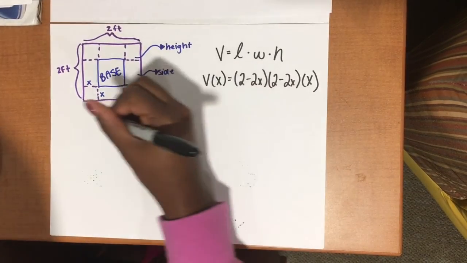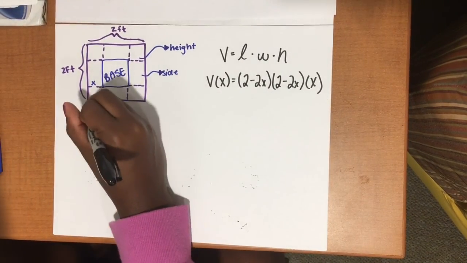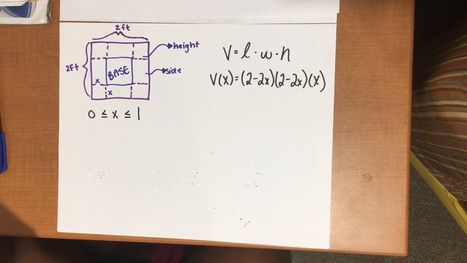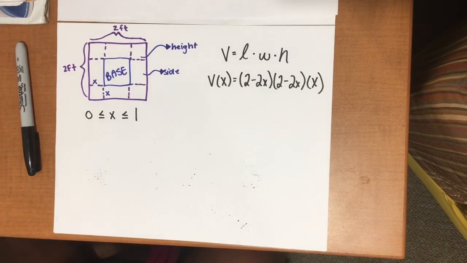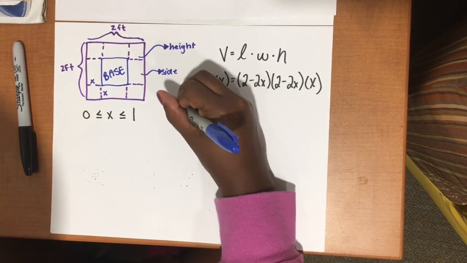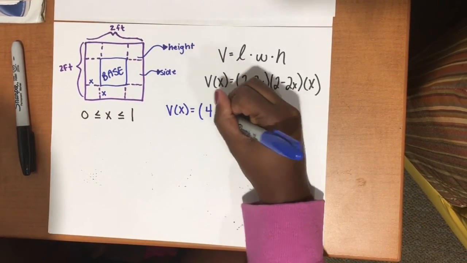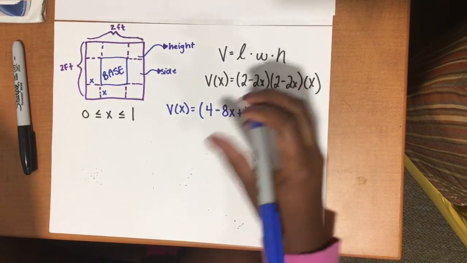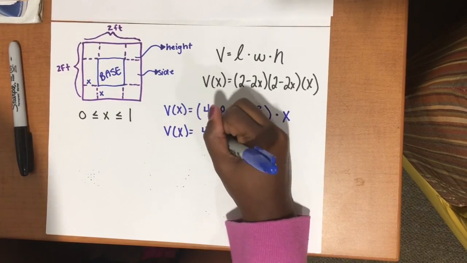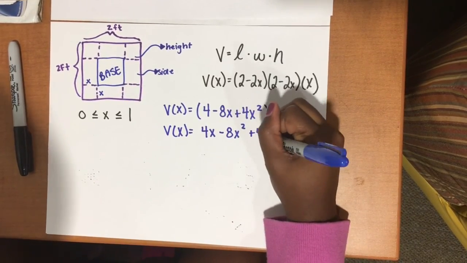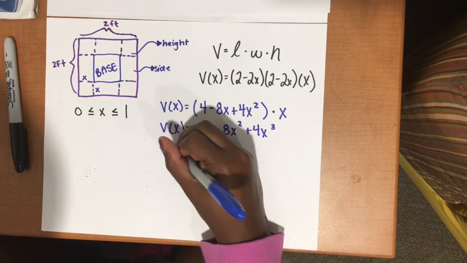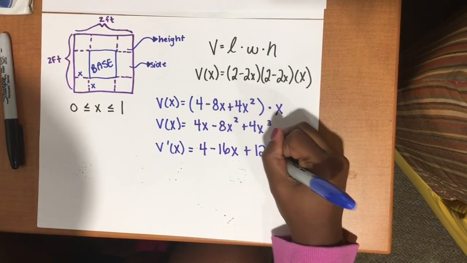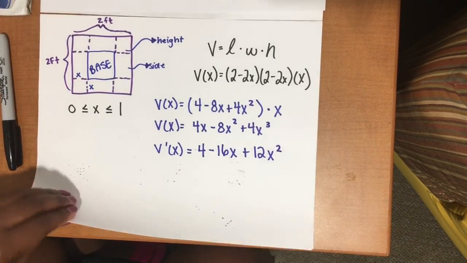We then know that x has to be between 0 and 1, because x being 0 would make the box flat, and x being more than 1 would give a negative number. We are then going to simplify this by multiplying (2 minus 2x) times (2 minus 2x), which will result in 4 minus 8x plus 4x squared, times x. Further simplified is 4x minus 8x squared plus 4x cubed. We are then going to take the derivative of this, which results in 4 minus 16x plus 12x squared.